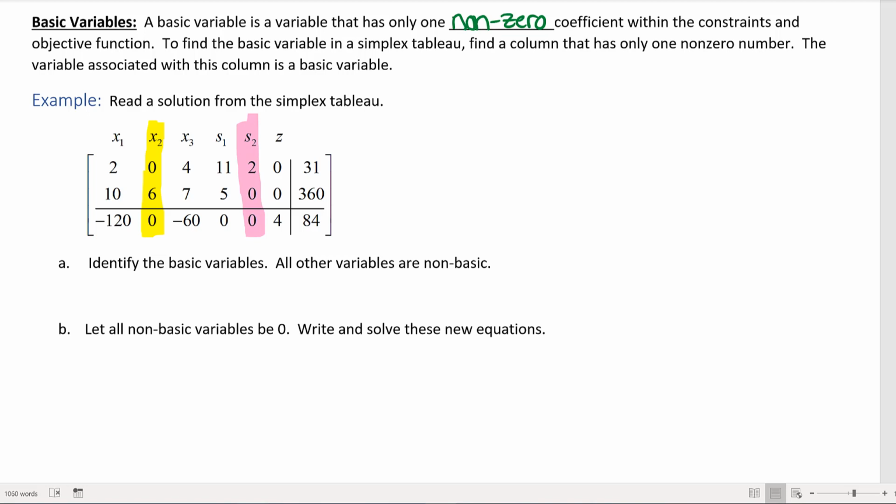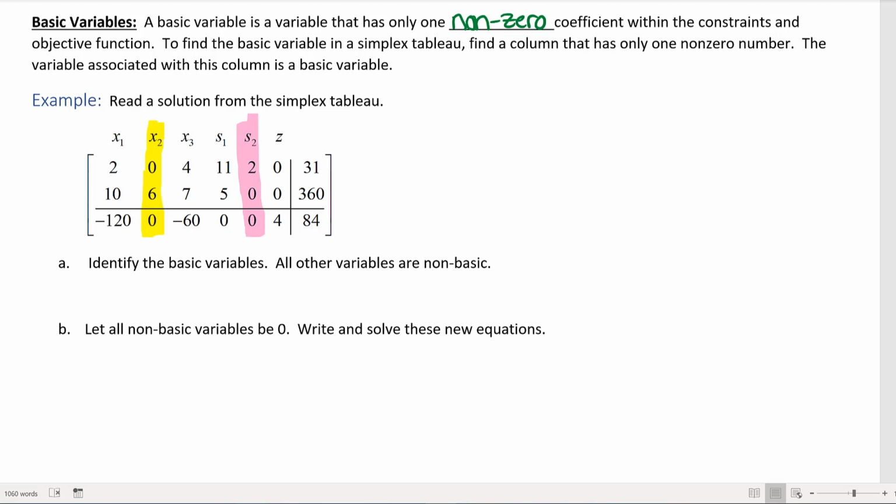Now z can never be a basic variable because z is the thing that we're maximizing. So we're just talking about our variables x1, x2, x3, s1, and s2. We're not talking about z, even though that really does look like a basic variable. Z is not a variable. It's a maximizing objective, so we don't consider that.